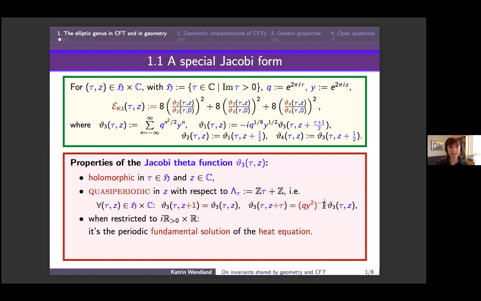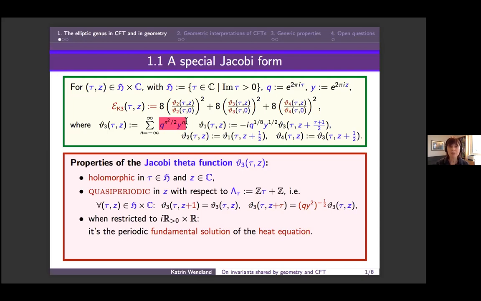Last not least, this is a classical function, and actually when you restrict tau to the positive imaginary axis, and when you restrict z to the real axis, then what you get is a fundamental solution of the heat equation in one spatial parameter, namely the periodic fundamental solution. And you can convince yourself of the fact that that's probably true, because if in here you insert tau equal to it, for t some positive number reflecting the time parameter, and if you insert z equal to x with x a real number, then it's easy to convince yourself that each of these summands actually obeys the heat equation.